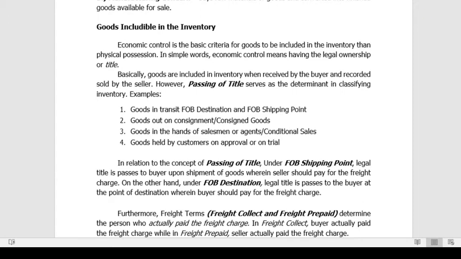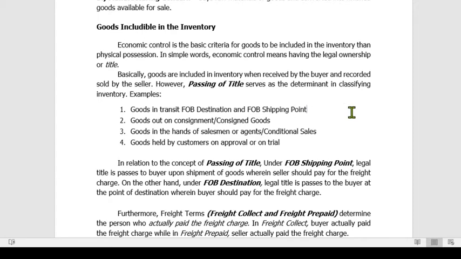So basically, goods are included in inventory when received by the buyer and recorded as sold by the seller. However, the passing of the title serves as the determinant in classifying inventory. So whenever the ownership has been transferred or passed, doon natin ma-identify kung sino talaga ang dapat mag-report ng inventory account na yun. So there are classifications.